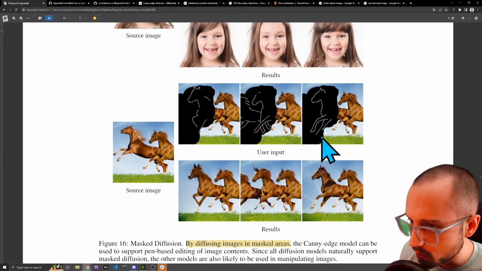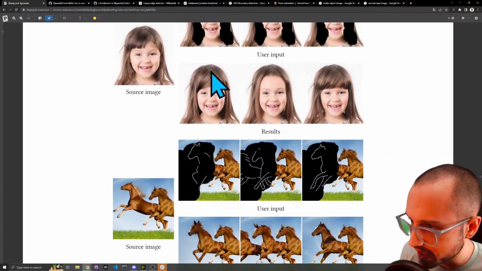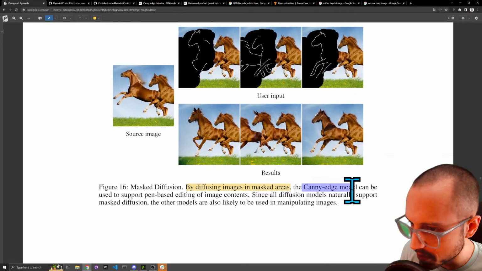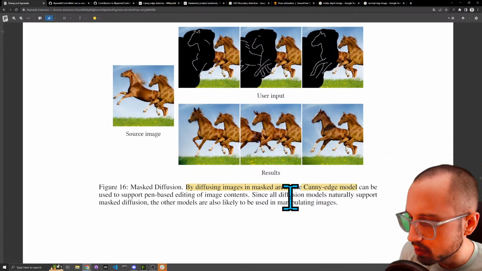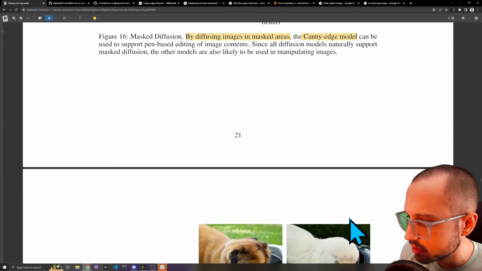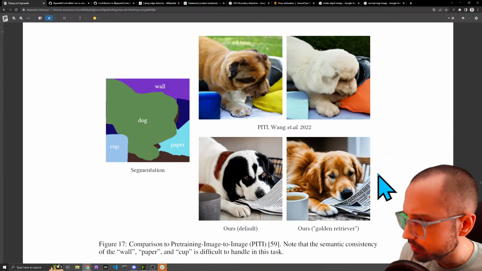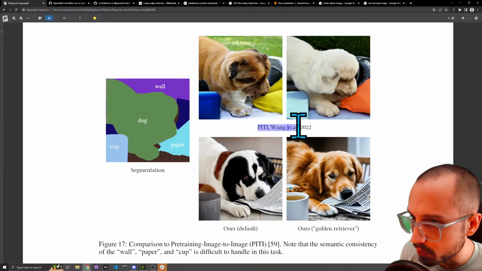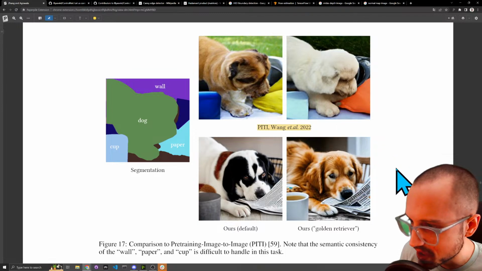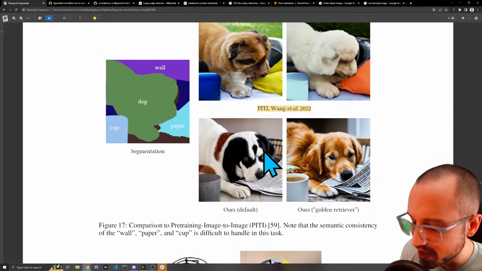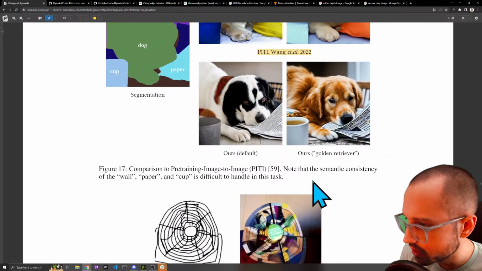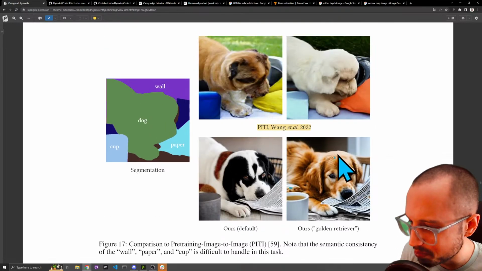Here's diffusing with masking. So this is kind of a combination of inpainting with the Canny edge model. This is a different work, Piti, P-I-T-I. I mean, this blows them out of the water. I feel bad for whoever wrote P-I-T-I.